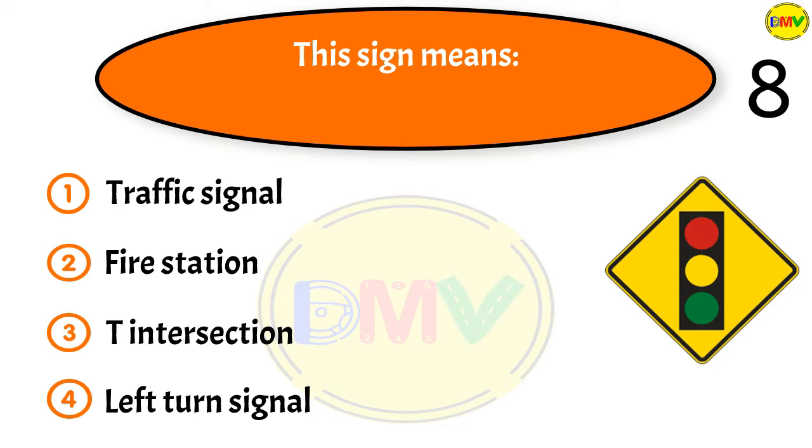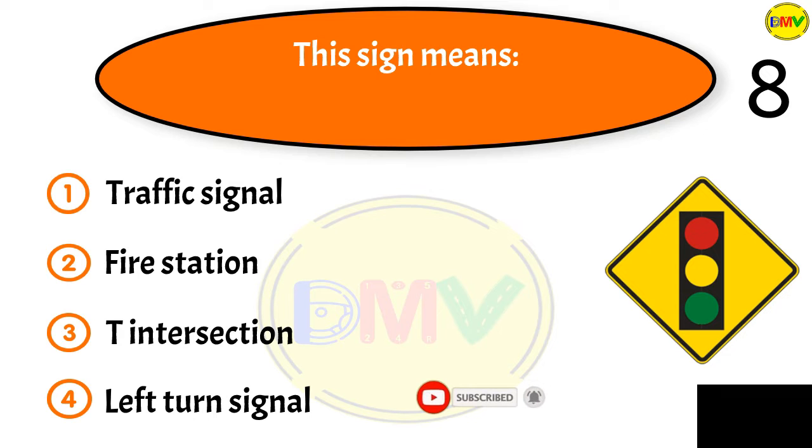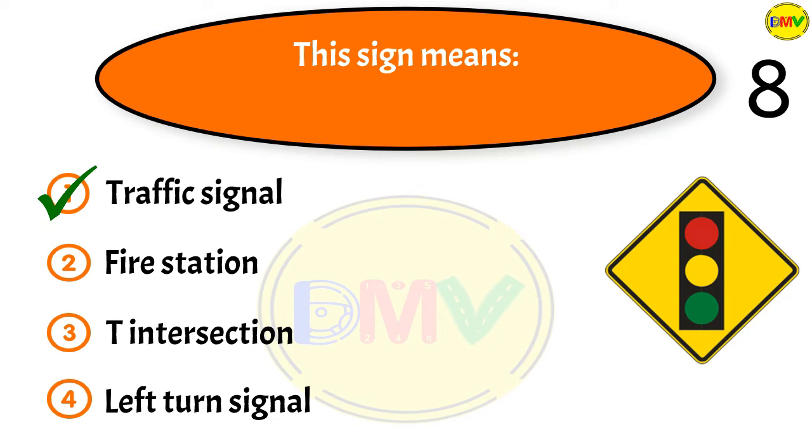Question 8. This sign means: 1. Traffic signal. 2. Fire station. 3. T intersection. 4. Left turn signal. The correct answer is 1. Warning signs prepare drivers for upcoming road conditions and hazards and are usually yellow with black markings. This sign alerts drivers to an upcoming traffic signal. They should be prepared to respond to a yellow light, red light, and/or cross traffic.